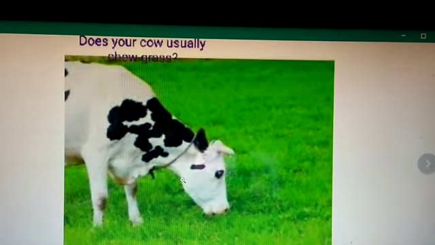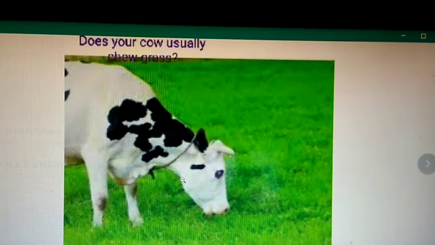Dear students, hope you have understood these 13 rules and we shall continue the other rules in the next class. Thank you.